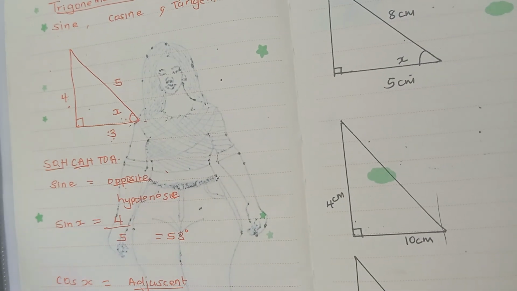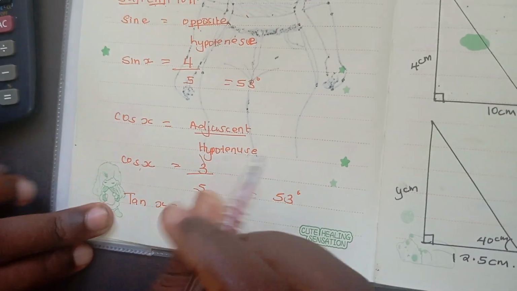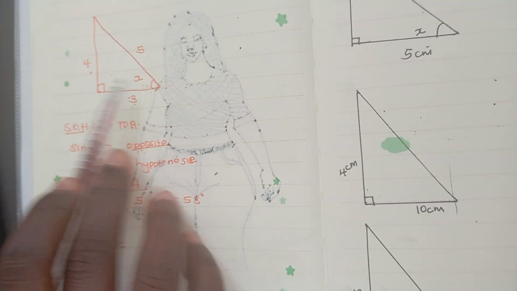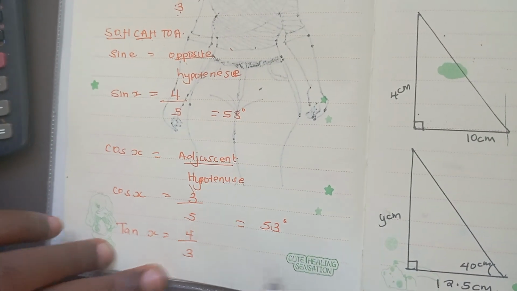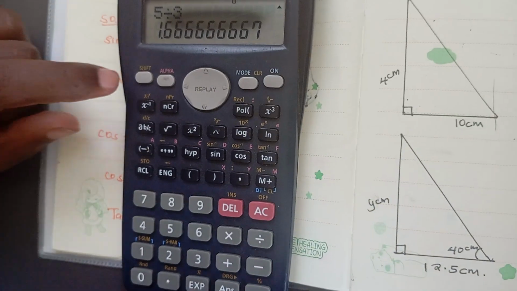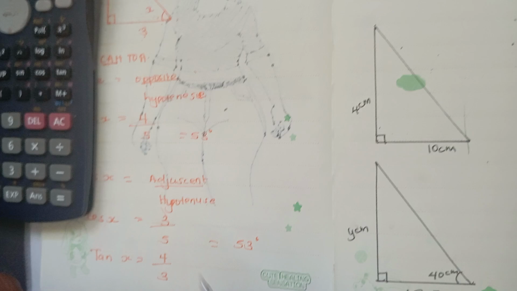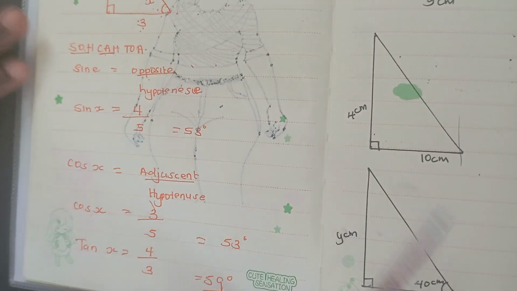Okay, then we have the last one, which is tangent. So tan x will be equal to opposite over the adjacent. Our opposite side is 4 and our adjacent is 3. So we work it out, 4 divided by 3, and then you do shift tan, your answer, we get 59. Okay, so those are the ratios and how to use them.